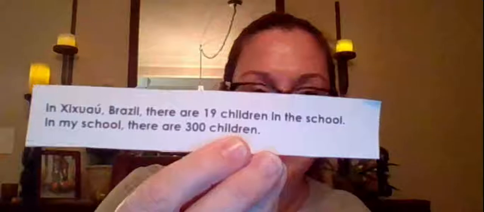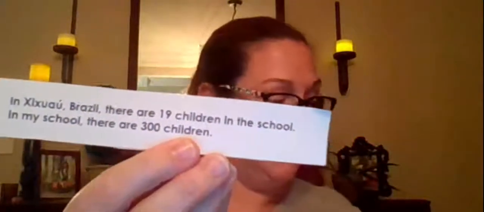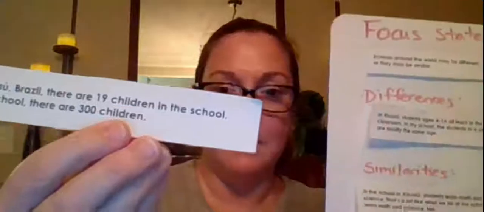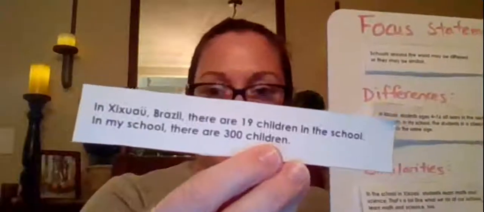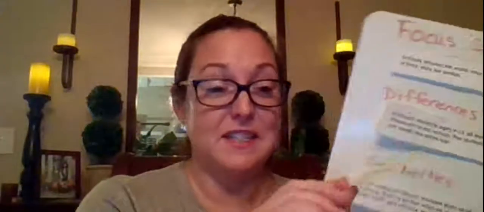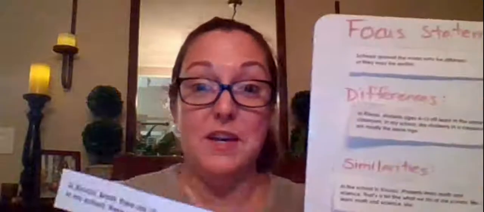Okay, you ready for another one? In Xixhuao, Brazil, there are 19 children in the school. In my school, there are 300 children. What do you think? I think it's another difference. 19 or 300, that's a big difference. So I got two things going under differences.